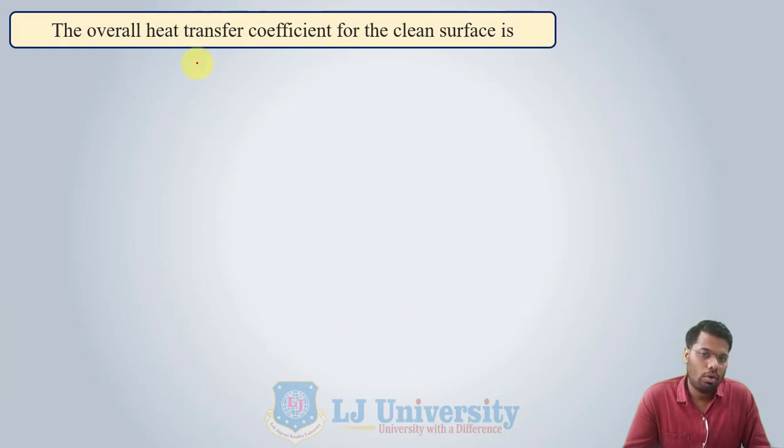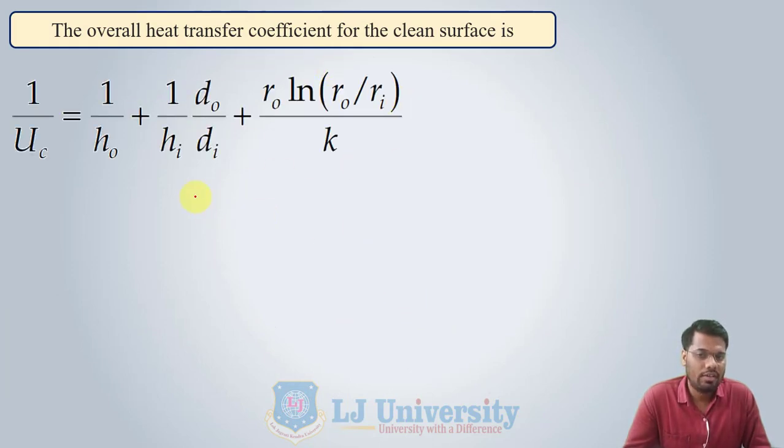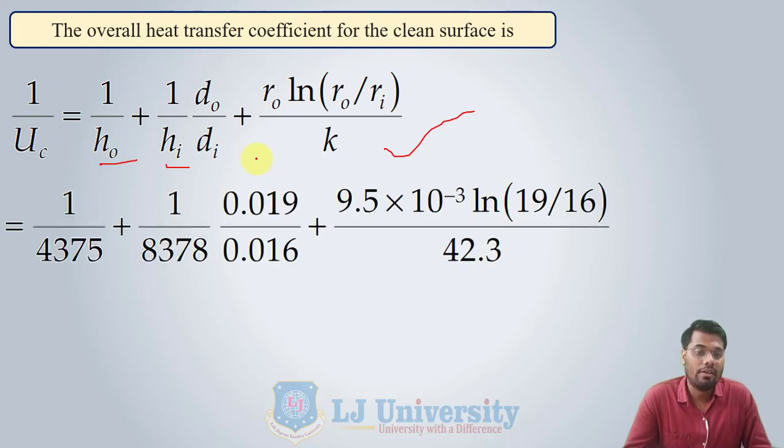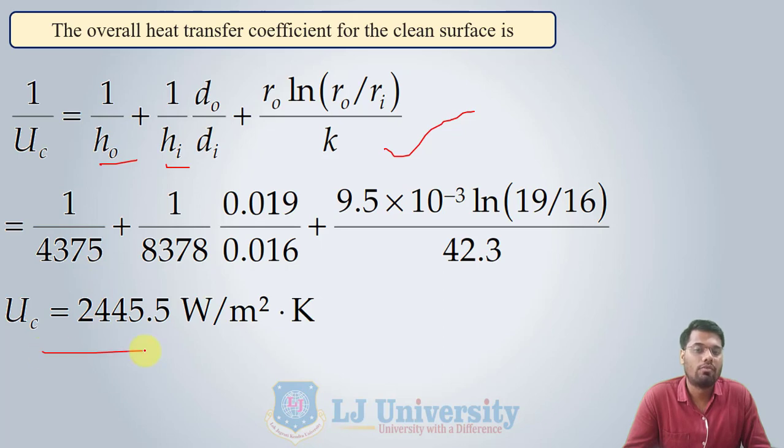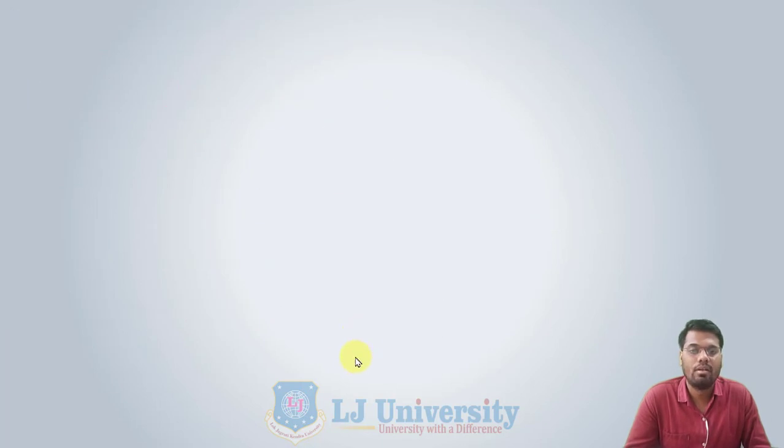Now the overall heat transfer coefficient for the clean surface. We have this equation for the overall heat transfer coefficient. In this equation, we know the heat transfer coefficients for both the shell side and the tube side. Putting the values in this equation, we get the overall heat transfer coefficient for the clean surface, which is 2445.5 watt per meter square Kelvin.